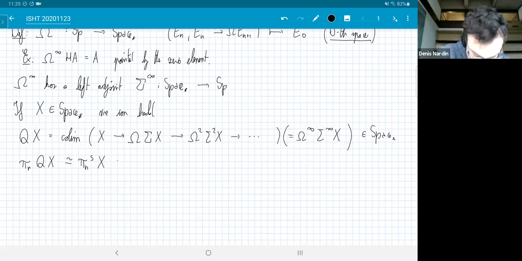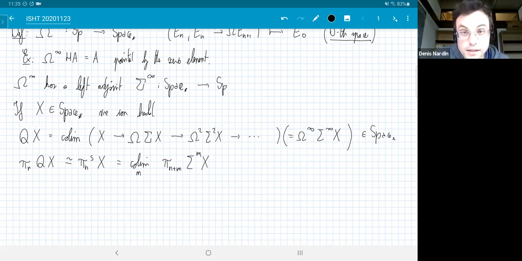If you remember, stable pi n of x was defined as the colimit over n of pi n plus n of sigma n of x. We defined it at the very end of last class, I think, because by the Freudenthal suspension theorem, when x is a finite space, this stabilizes. Sorry, now when X is any space, this colimit is constant after a while for every n. The n that you need for this diagram to be constant gets bigger, but that's just the colimit over n of pi n of omega n sigma n of x.